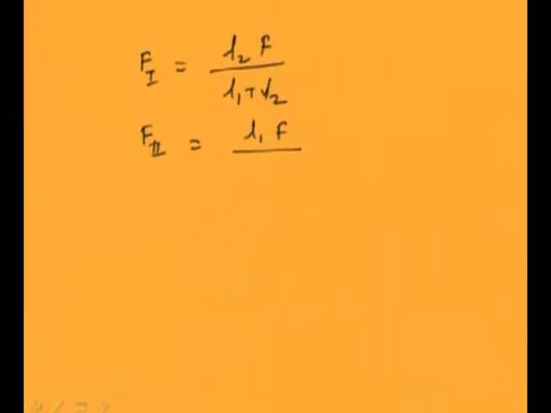The second equation is ensuring that we are not getting any moment from the correction masses, and these equations 1 and 2 can be solved for F1 and F2. So they will take this form: F1 will be L2 F by L1 plus L2, and F2 will be L1 F by L1 plus L2. F is the unbalanced force which is there in the rotor.